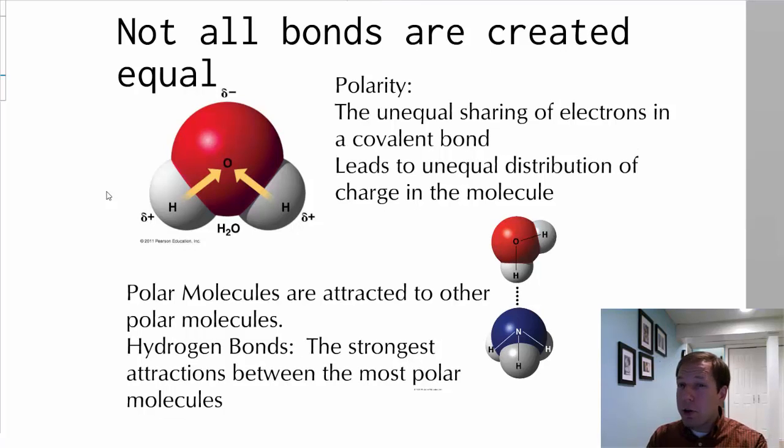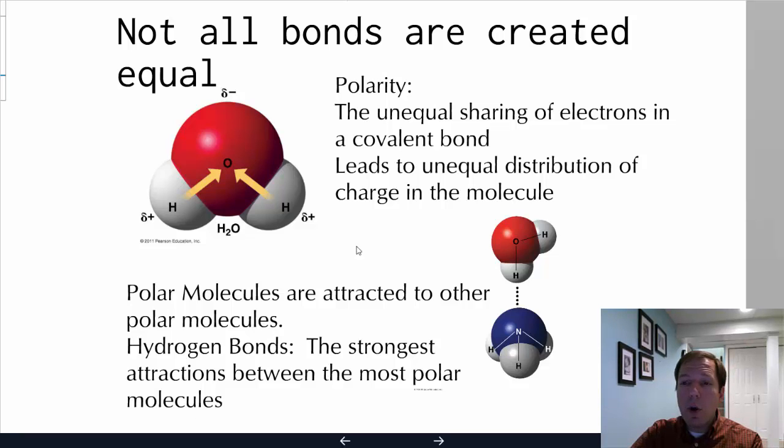Now, not all bonds are created equal. For this reason, we have polar molecules. Polar molecules, the most important of which is water, are those molecules where the electrons are shared unequally with each other. There is a covalent bond between the central oxygen and each of the two hydrogens in H2O.